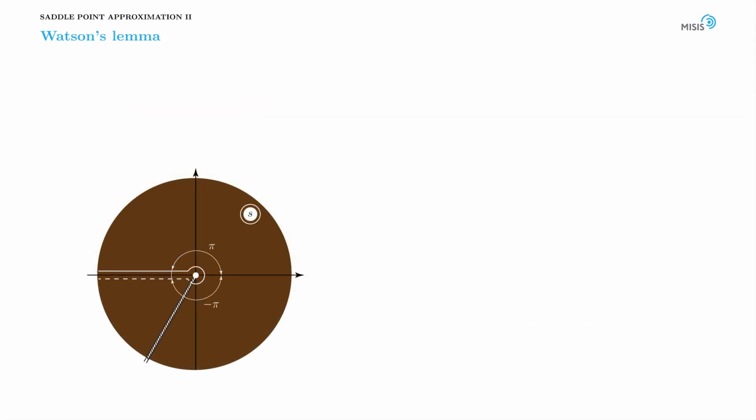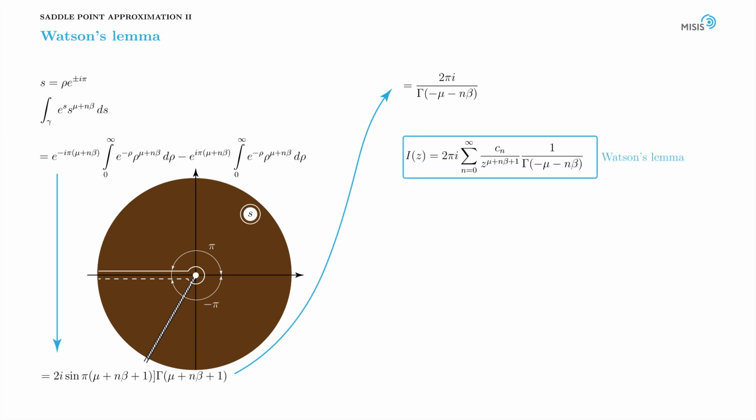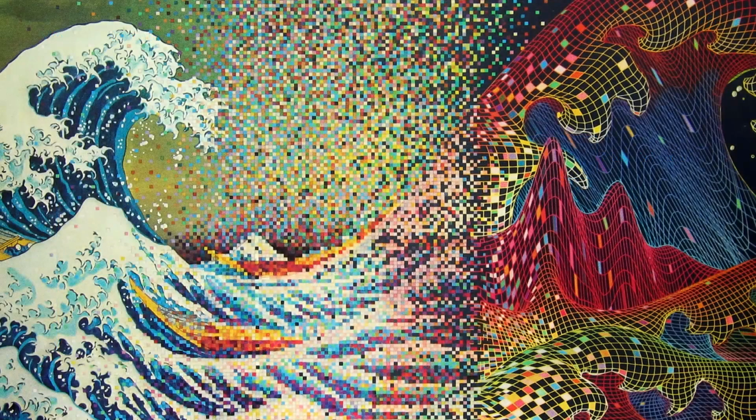Finally, we compute the integral along the upper and lower branches. As usual, introduce a parameterization and perform the integration. As a result, the initial integral is turned into the asymptotic series. And this is basically it. This very formula is called Watson's lemma. Now the question is, how do we apply this simple result?